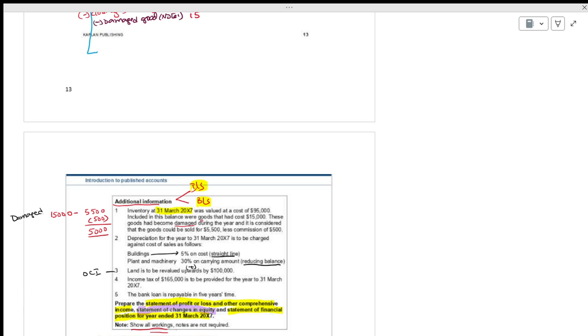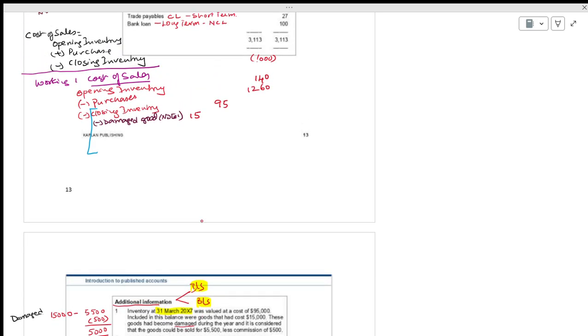How much have they sold it for? They have sold it for 5,000. And how much commission have they paid? They have paid commission of 500. Now, damaged goods sold is how much? Only damaged goods. Okay, you put as 5,000. In this 5,000, they have paid some commission. Is it right? How much is the commission? They paid a commission of 0.5.